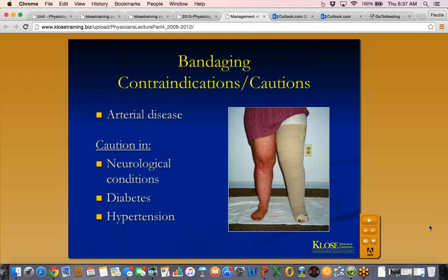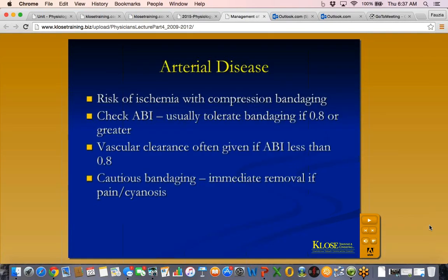So bandaging, contraindications for bandaging. If a patient has arterial disease, so this is why we check the toes for perfusion after we bandage the patient, which we'll go over when we do the training in class. And you want to be careful with bandaging people who have neurological conditions, hypertension, or diabetes. Not to say you can't do it, you just want to be careful. Maybe you won't do as much bandaging, or maybe you're just going to be more careful in checking them after.